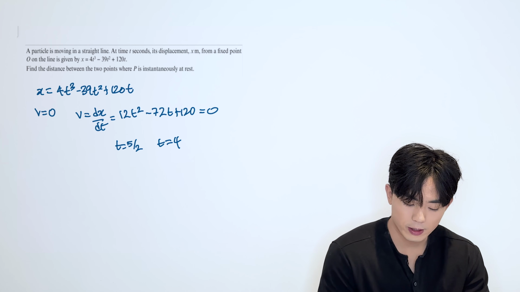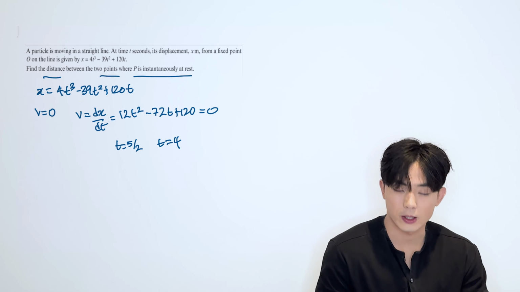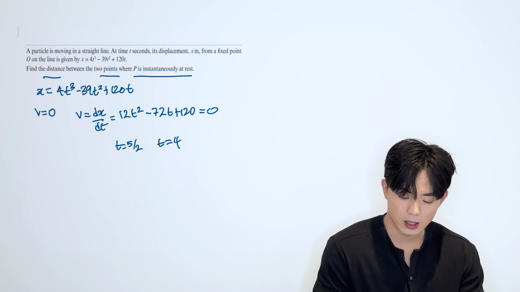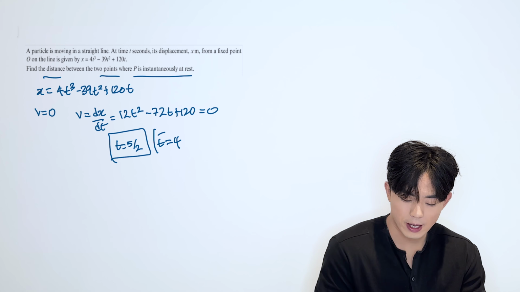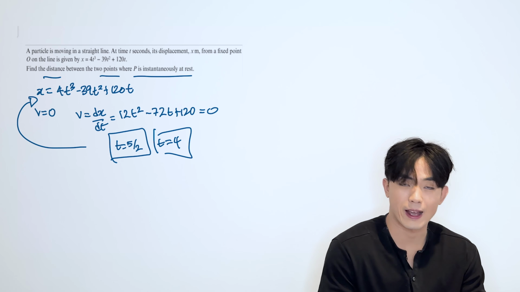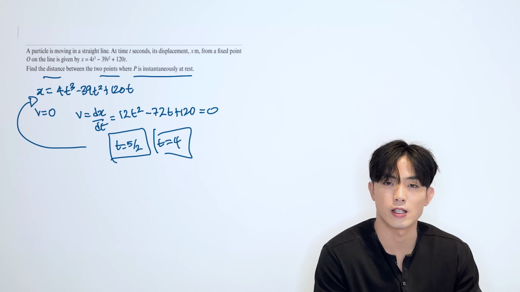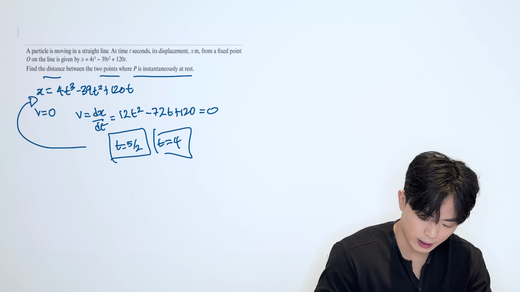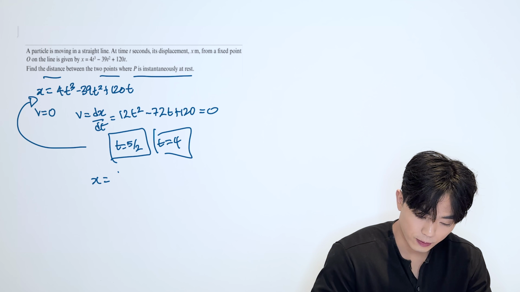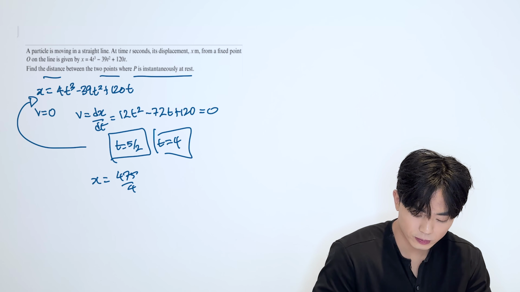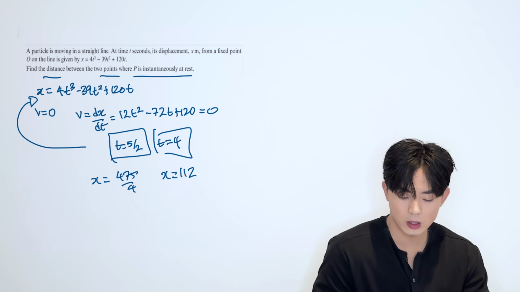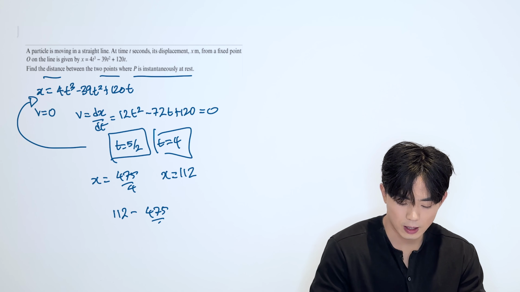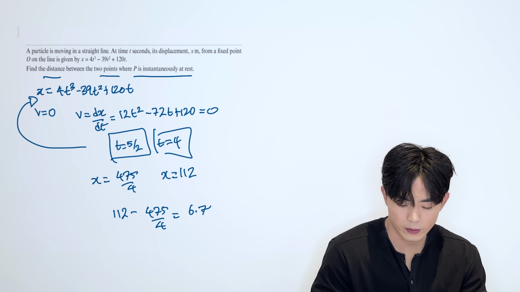Now the question is, find the distance between the 2 points where the particle is at rest. So when velocity is 0, where is the position? I'm going to replace these t values back into the x function, because that's going to tell us the displacement of the particle. If I do that, I will get that x is equal to 475 over 4, and x is equal to 112. And they want the difference between these two positions, so I just subtract them, okay? And you should get a value of 6.75.